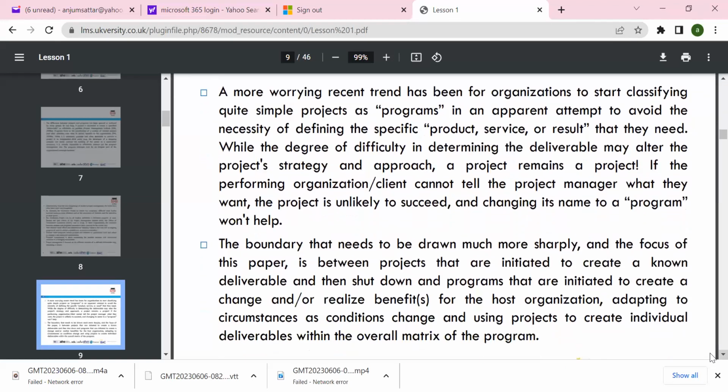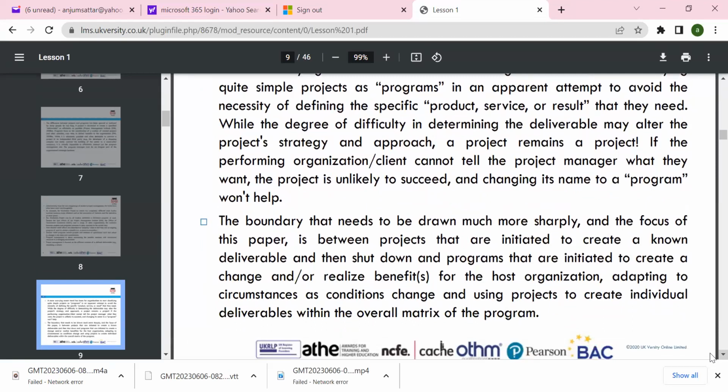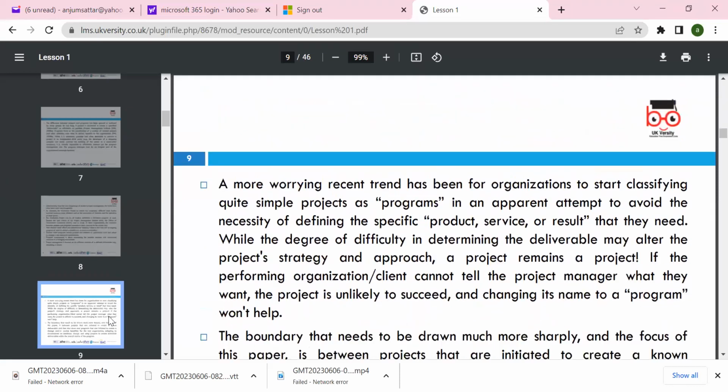The boundary that needs to be drawn more sharply, and the focus of this paper, is between the projects that are initiated and those that create non-deliverables. Because many projects we make, but actually they need to be deliverable. And we'll go through the matrix organization, which means the project organization carries on changing while their structure stays the same.